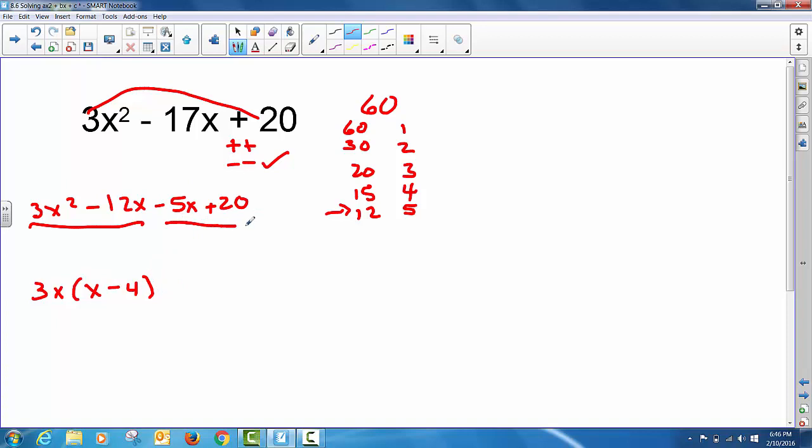We come over here. What do they have in common? They have a 5 in common. Okay, but what we want to do is we want to have this say negative 4 right here. So we've got to see, because we've got to have it the same as this one. So we're going to divide by negative 5. Negative 5x divided by negative 5 gives us x. 20 divided by negative 5 gives us negative 4. That leaves us with 3x minus 5 times x minus 4.